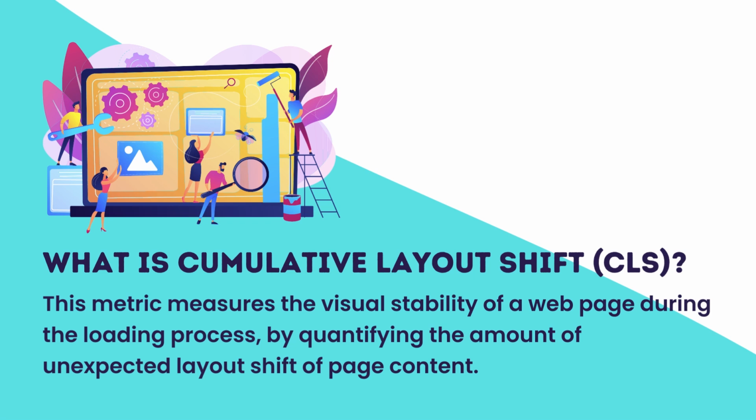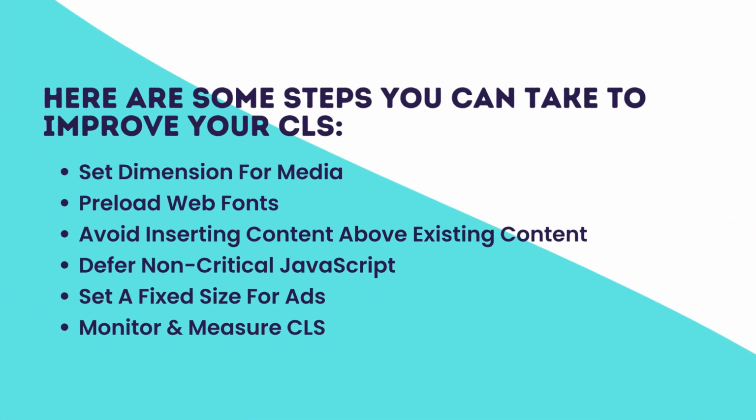What is Cumulative Layout Shift, CLS? This metric measures the visual stability of a web page during the loading process by quantifying the amount of unexpected layout shift of page content. Here are some steps you can take to improve your CLS. 1. Set dimensions for media. 2. Preload web fonts. 3. Avoid inserting content above existing content. 4. Defer non-critical JavaScript. 5. Set a fixed size for ads. 6. Monitor and measure CLS.